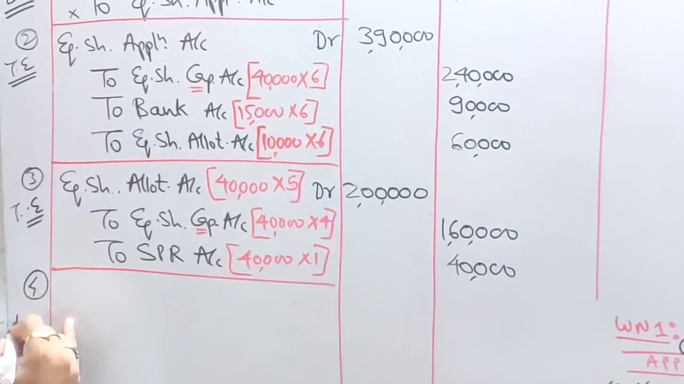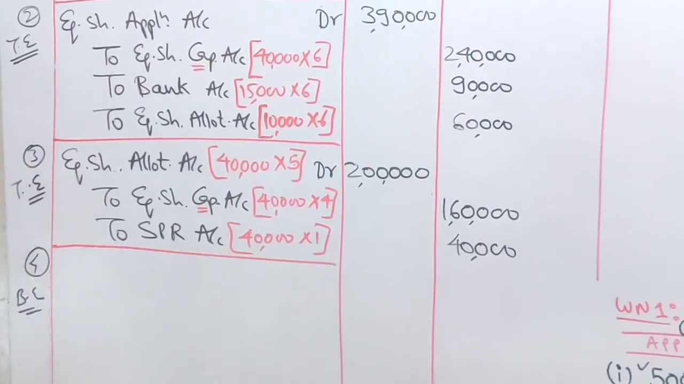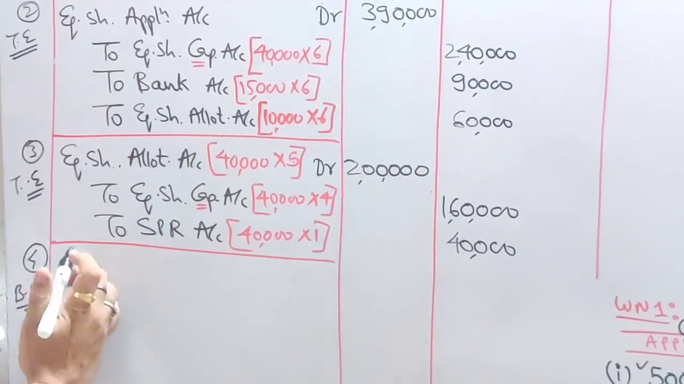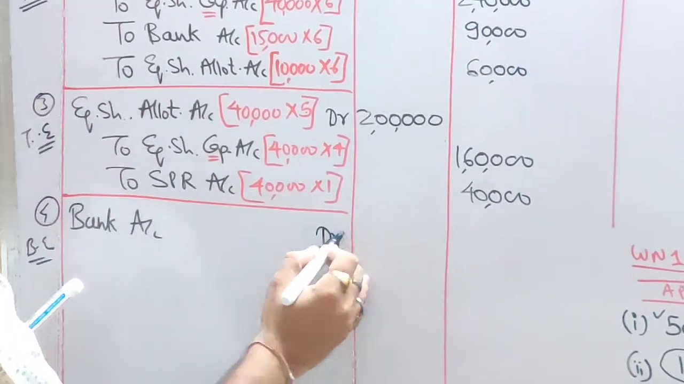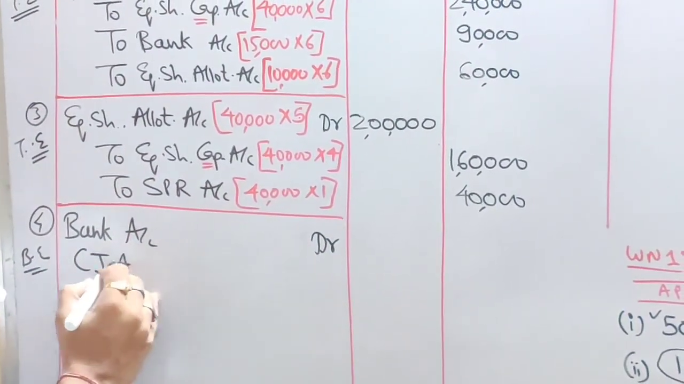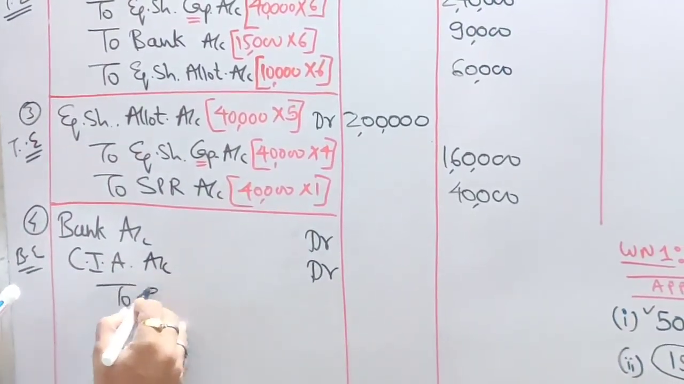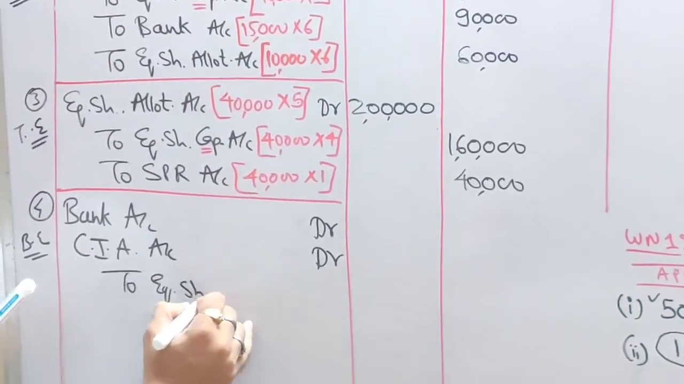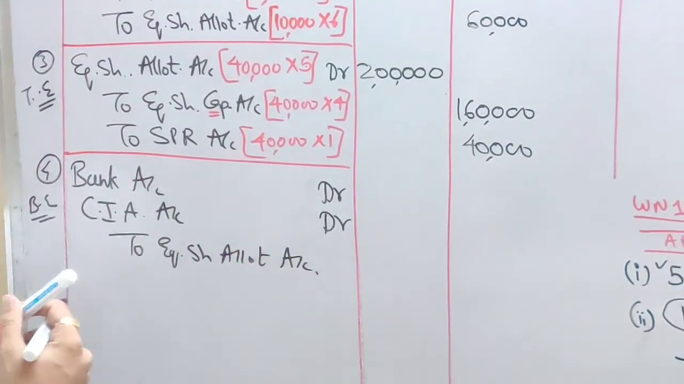Now be careful with the bank entry. Why be careful? Because there are arrears given. So you tell me the bank entry with the arrear account. So bank account debit, calls in arrear account debit, to equity share allotment account. This is the entry.